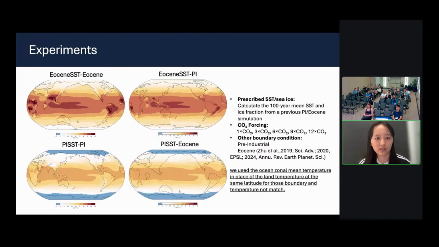To address this question, we ran 4 sets of fixed SST experiments. We combined 2 SST backgrounds with 2 sets of boundary conditions, using pre-industrial and Eocene. The 2 matched cases are shown on the left and the 2 crossed cases are shown on the right. By comparing these 4 cases, we can separate the effects of SST, sea surface temperatures, and boundary conditions on CO2 forcing. For each case, we ran simulations from 1 times to 12 times pre-industrial CO2.